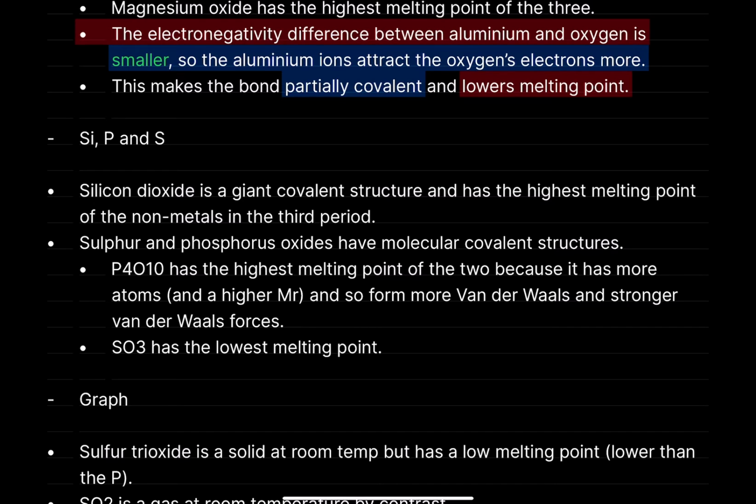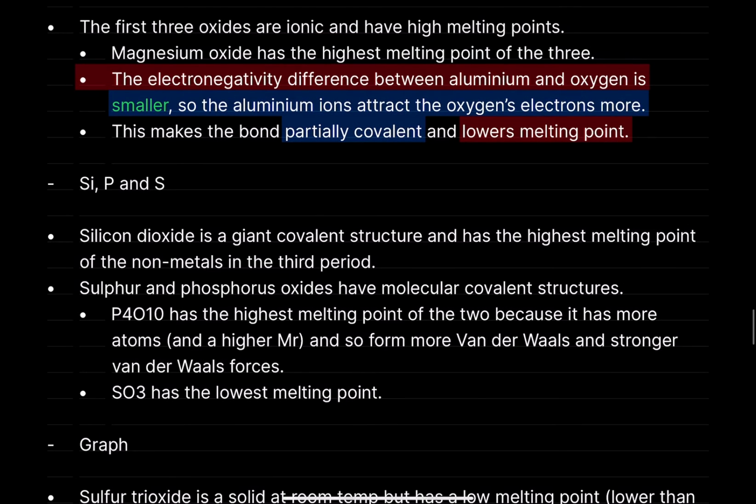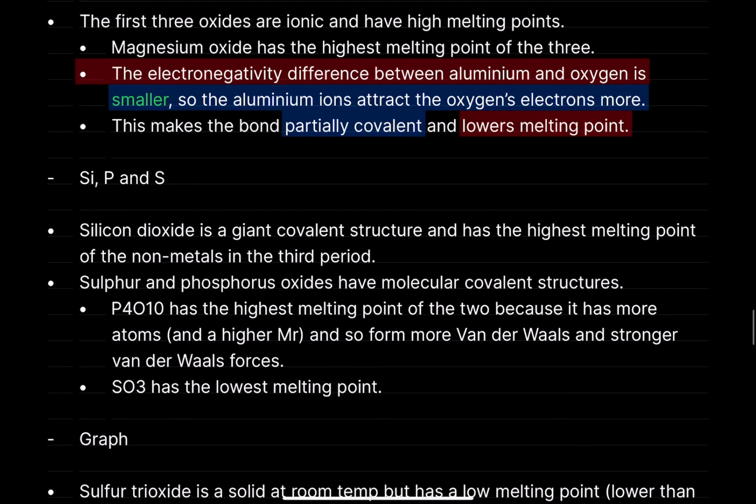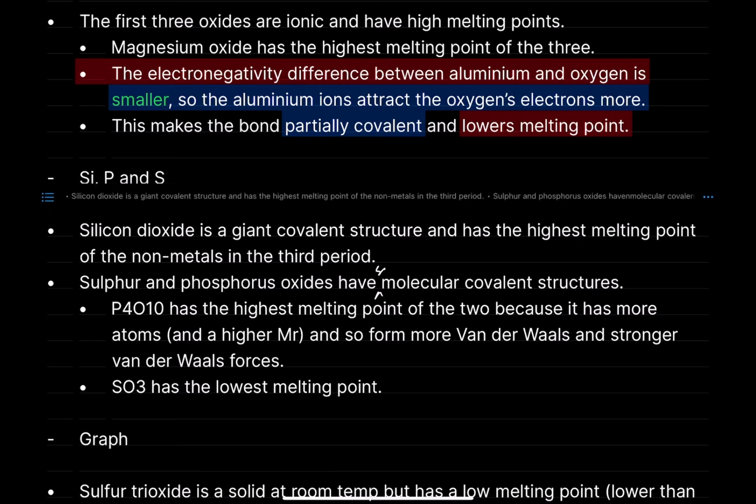whereas sulfur and phosphorus oxides have, instead of just saying it's a molecular covalent structure, I like to use the word simple. You can just get away with saying molecular covalent, but they won't take anything away from you for saying the word simple. It's not a giant covalent structure.